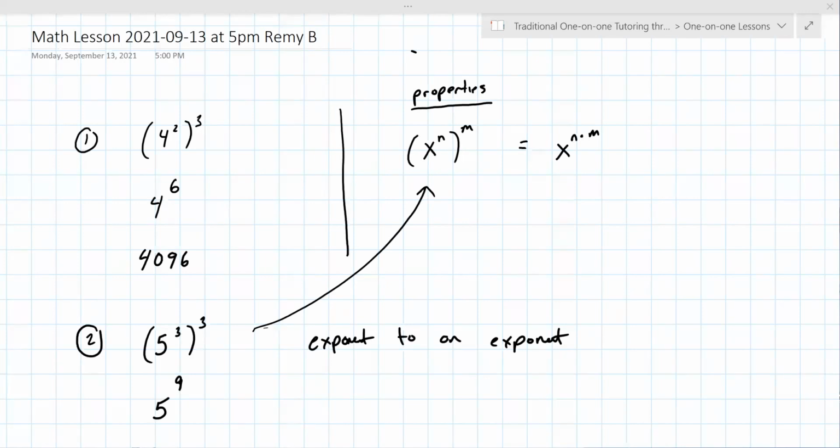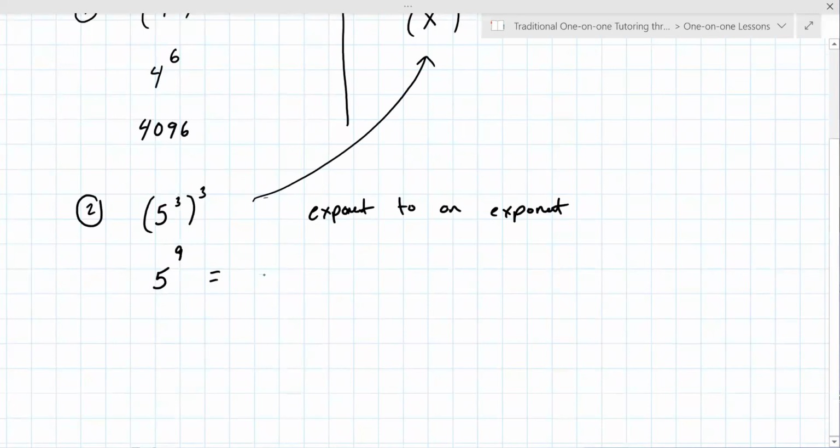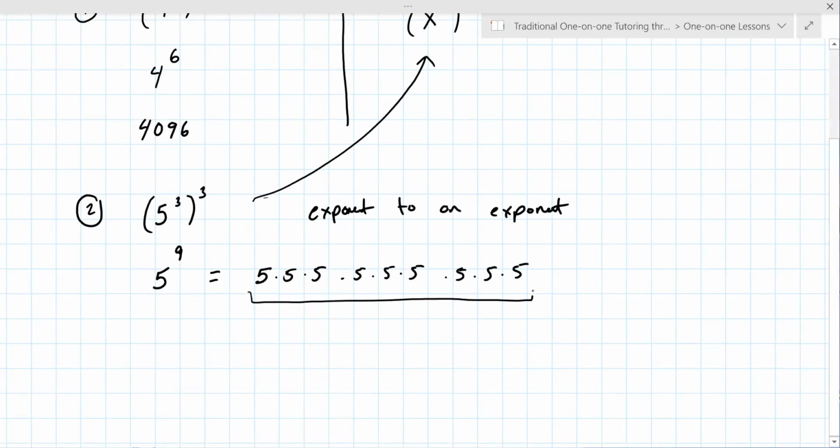Sometimes, and I don't know if your instructor had you do this, they actually show you what this means: it's 5 times 5 times 5 times 5 times 5 times 5 times 5 times 5 times 5. That's what she's showing us. Right. And then they can also ask, what is this, and you're supposed to be able to go the other direction as well.